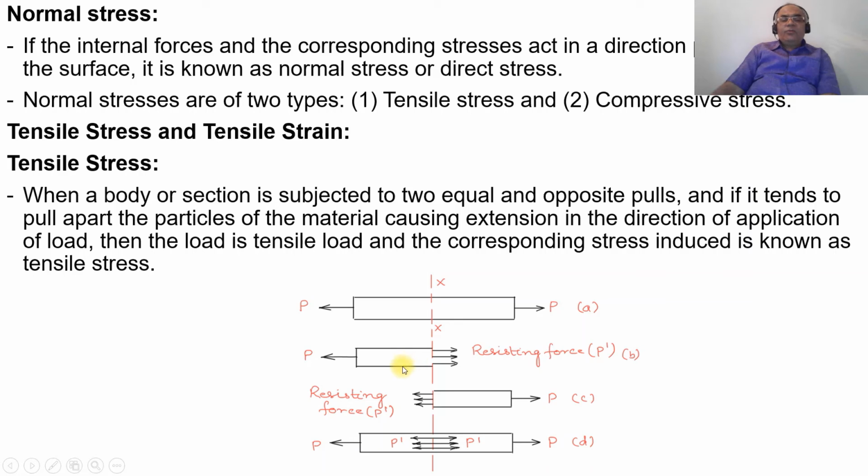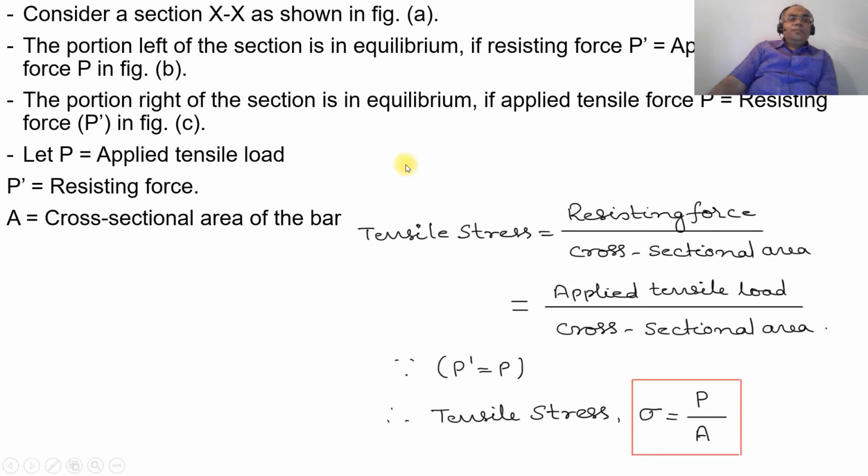So when it remains in the same position, you will have a force of equal magnitude acting opposite to this. That force is called the resisting force, which is P dash. That means the resisting force P dash will be equal to capital P, which is the load applied. So P is the applied tensile force.